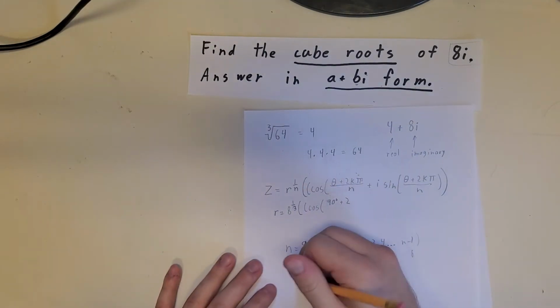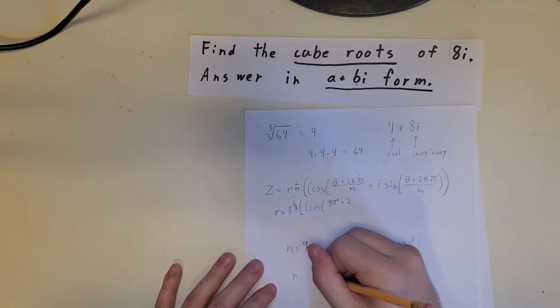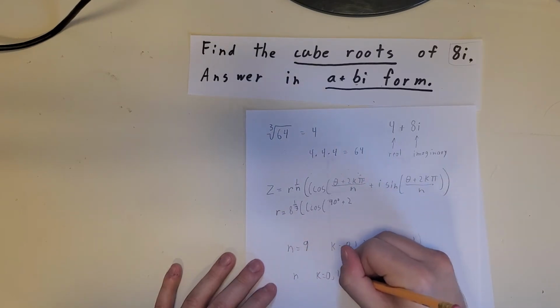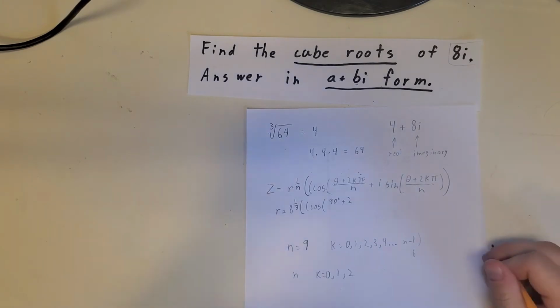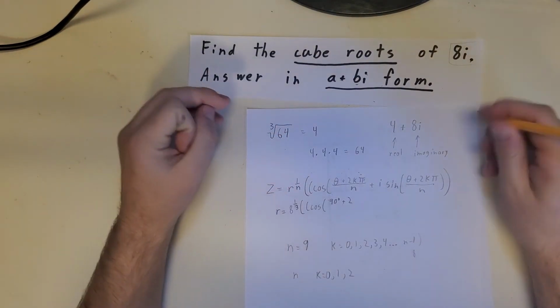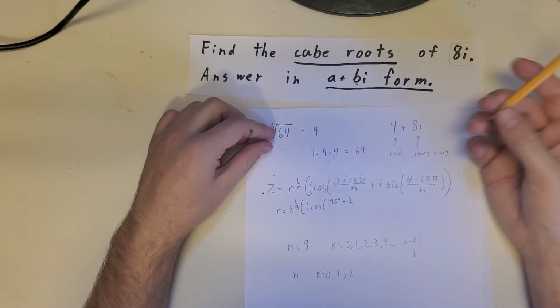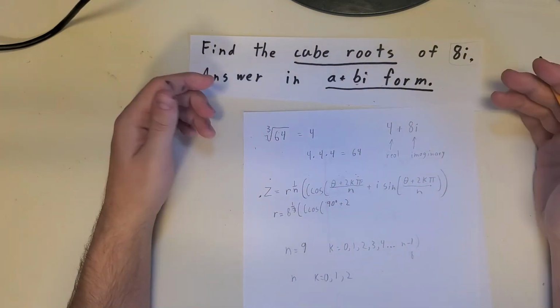Since n is 3, what that means is we're going to have k beginning at 0 like it always does. We're going to go up 1, 2. And these are the 3 values for k. The very convenient thing about complex roots is that the degree of your root is going to be the number of answers you have.